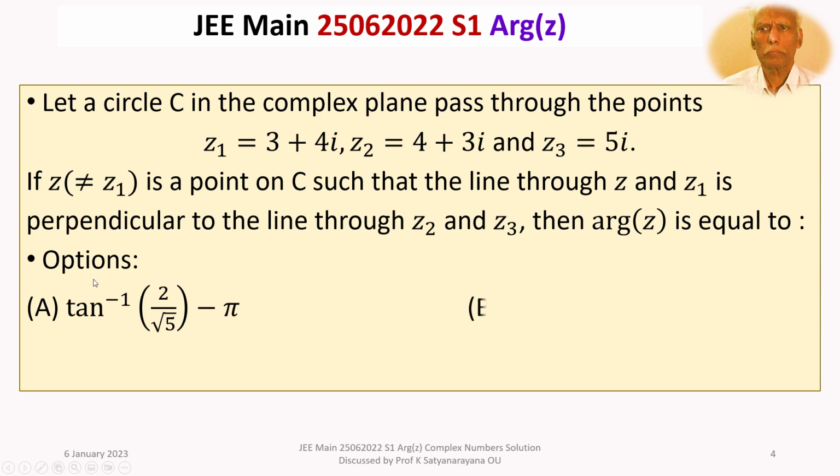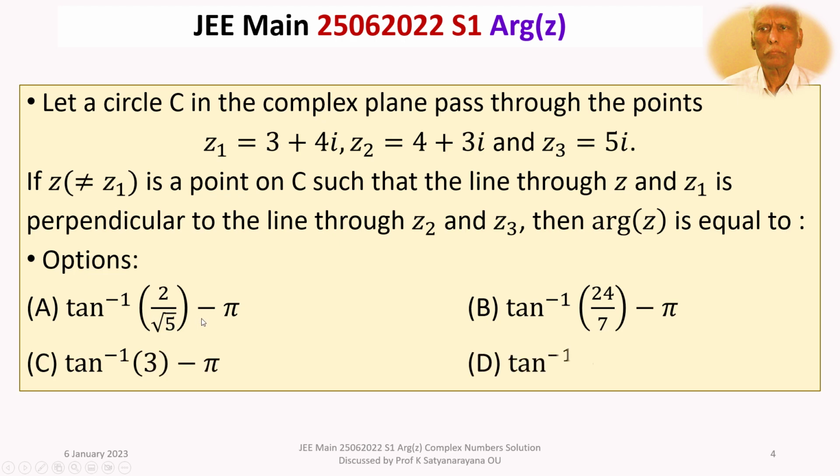we are given four options. Option A, tan inverse 2 by root 5 minus pi. Option B, tan inverse 24 by 7 minus pi. Option C, tan inverse 3 minus pi. Option D, tan inverse 3 by 4 minus pi.